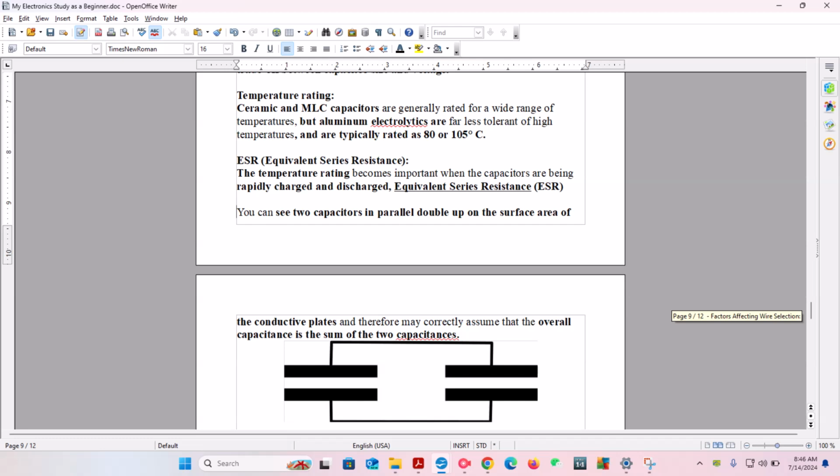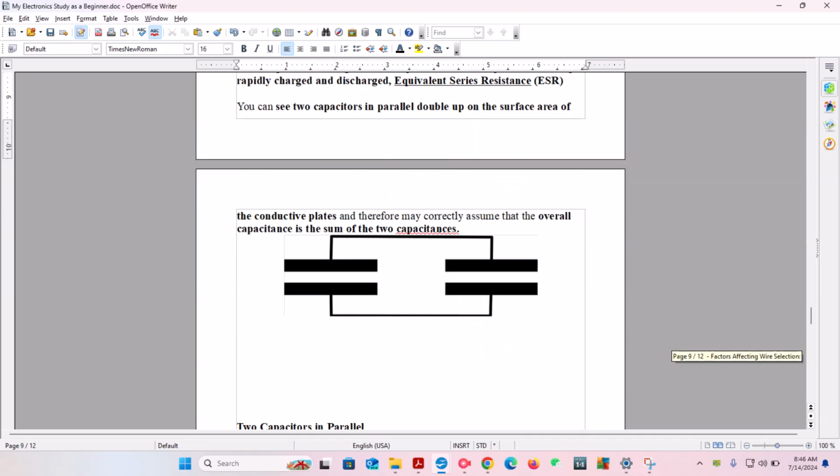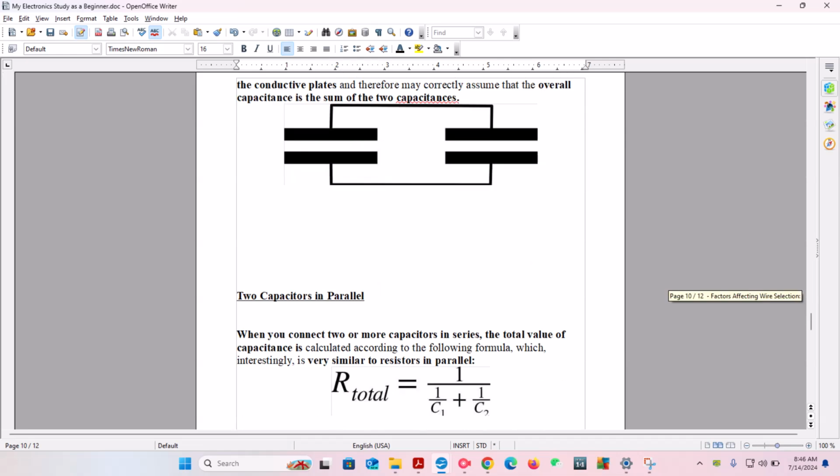You can see the two capacitors in parallel double up on the surface area of the conductive plates and therefore may correctly assume that the overall capacitance is the sum of the two capacitances. So one is capacitance and two is capacitance. And that would be the result of the capacitor's function.